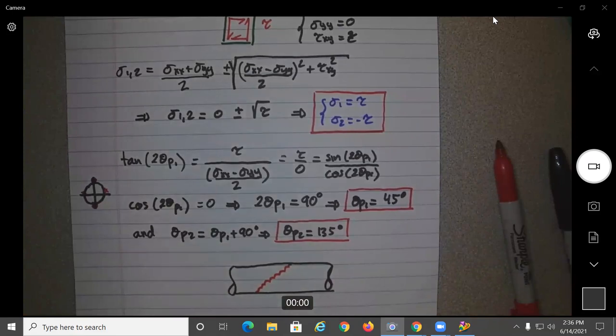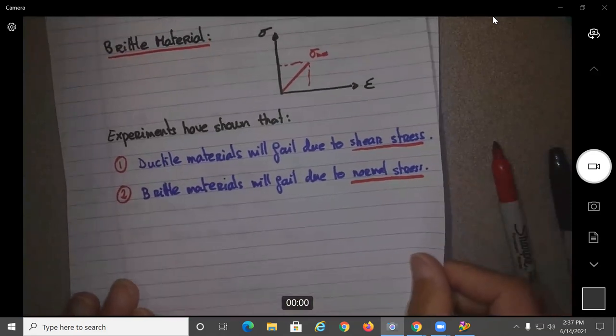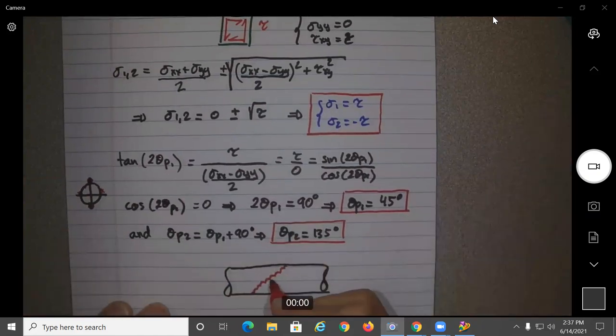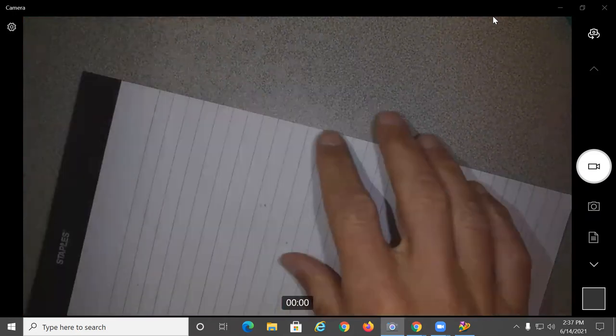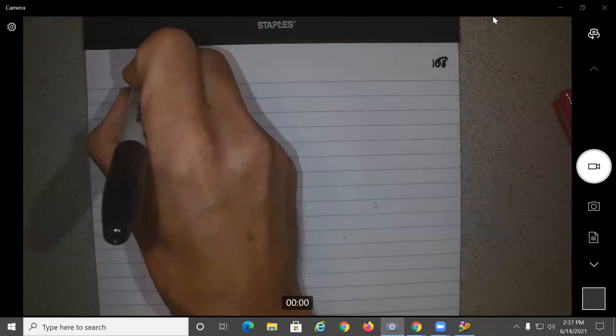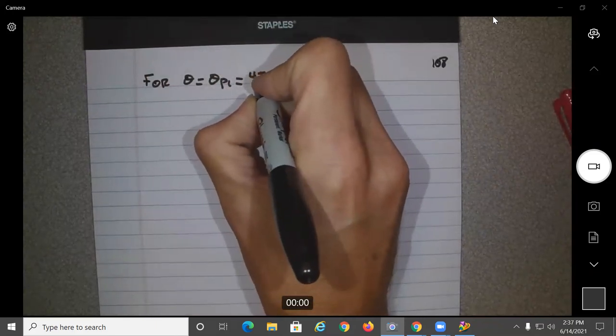And now, what will our experiment say? Brittle materials will fail due to normal stresses. So we still have to prove that one. So this will be here 45. Okay, so we do as before for the angle equal to p1, which is 45 degrees.